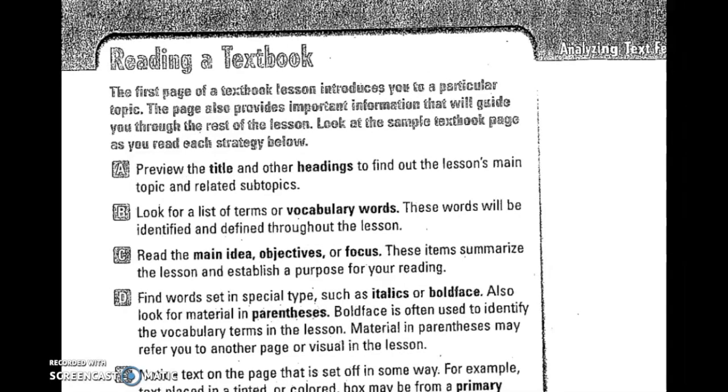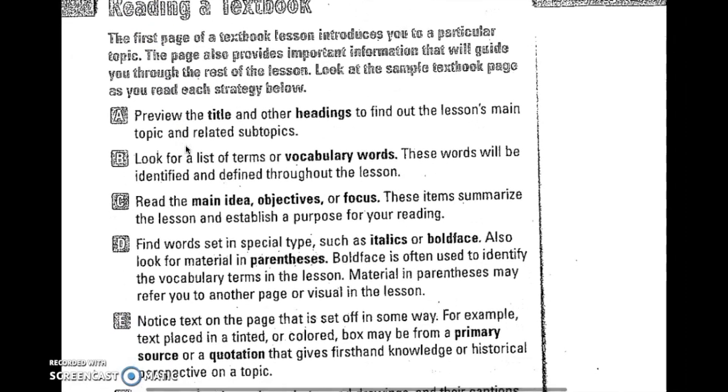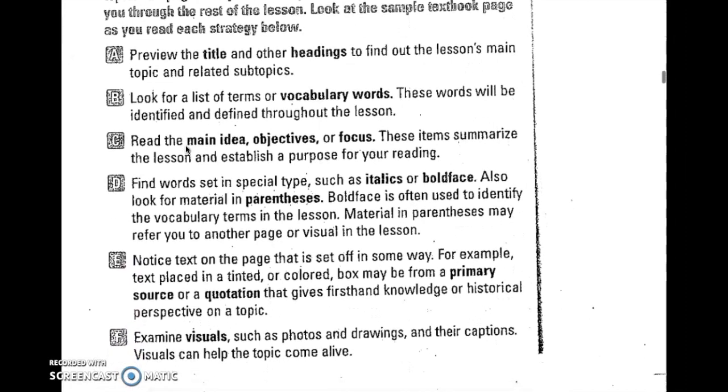Reading a textbook. The first page of a textbook lesson introduces you to a particular topic. The page also provides important information that will guide you through the rest of the lesson. Look at the sample textbook page as you read each strategy below. Preview the title and other headings to find out the lesson's main topic and related subtopics. Look for a list of terms or vocabulary words. These words will be identified and defined throughout the lesson.